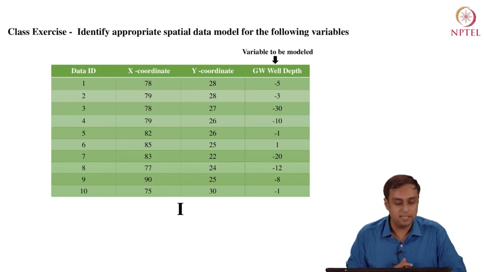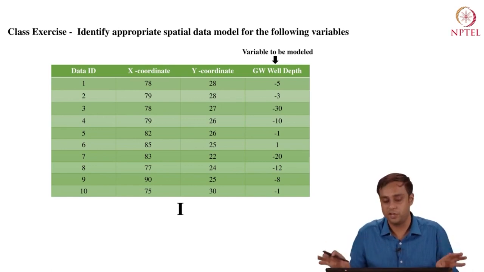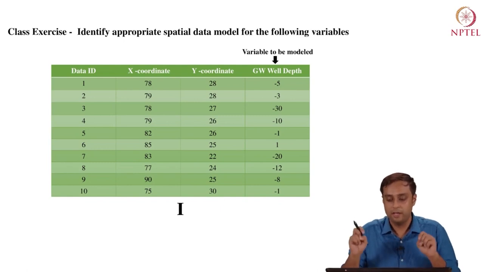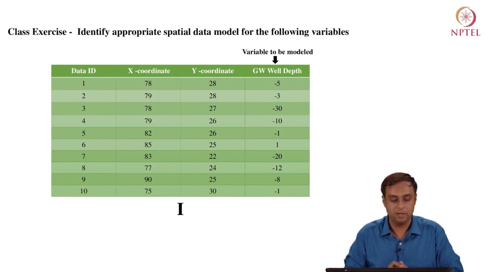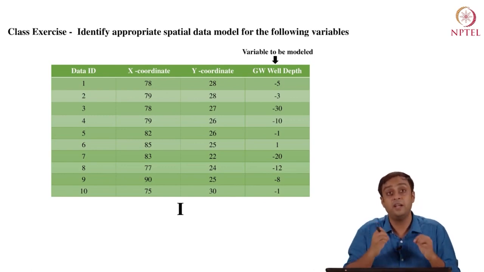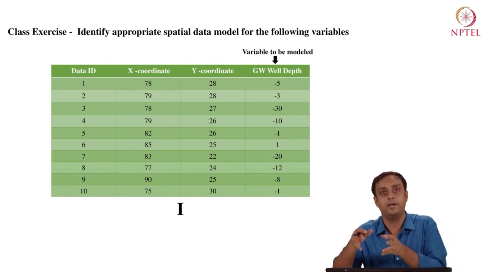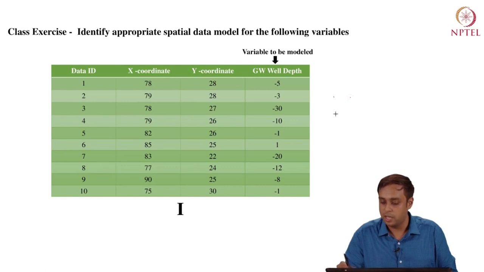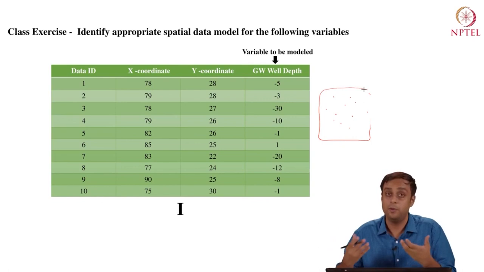So as a last item in this class, I want you to identify the appropriate spatial data model for the following variables of interest. In the first, I have a groundwater level depth given at 10 different locations. At all these locations, I have an x coordinate and a y coordinate. I have 10 locations in all. So I will have some kind of a domain. I want to ask you, what kind of spatial data model will you be able to put on it?